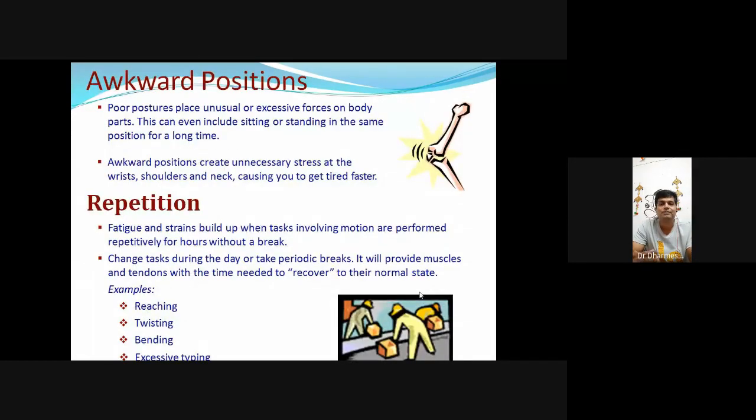Awkward positions, like poor posture, place unusual or excessive force on body parts. This can even include sitting or standing in the same position for a long time. Awkward positions create unnecessary stress at the wrist, shoulder and neck, causing you to get tired faster. Repetition: fatigue and strength buildup occur when tasks involving motions are performed repeatedly for hours without a break.